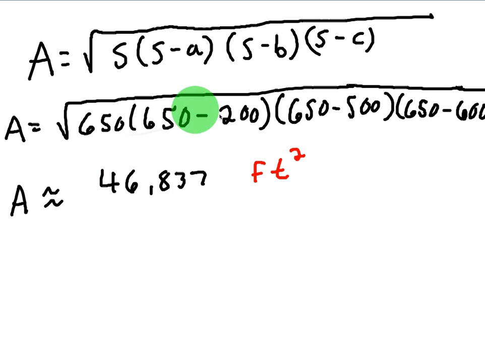And we plug this into our calculator, and we get area equals 46,837 square feet. Now, you usually don't talk about area in terms of square feet. So we want to convert this to what I like to call an acre. Well, this is actually pretty close to an acre.